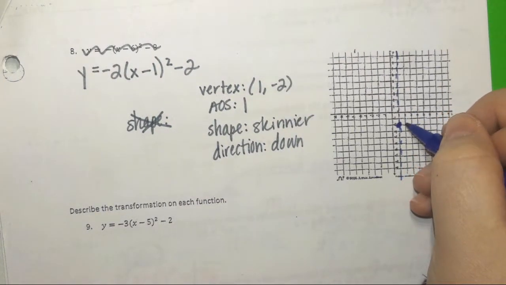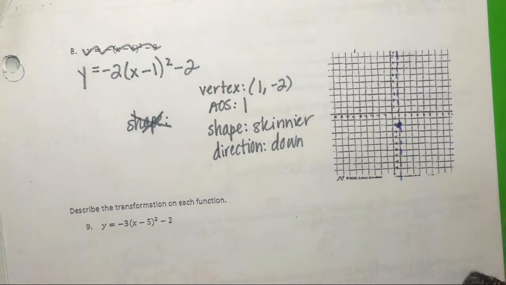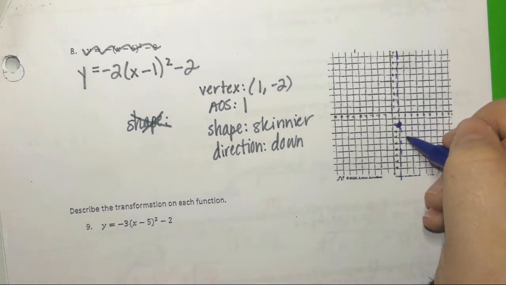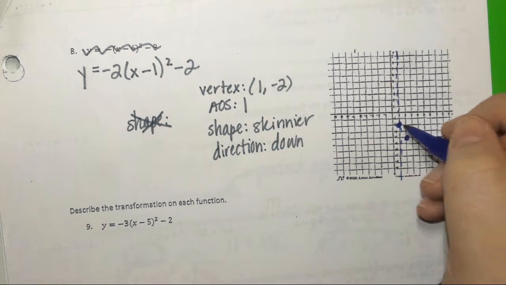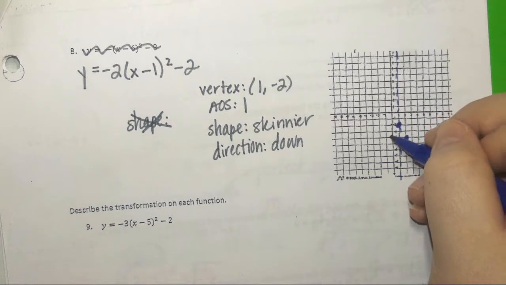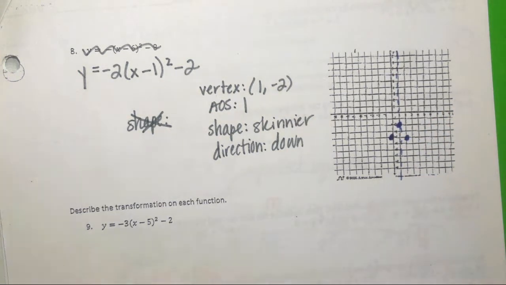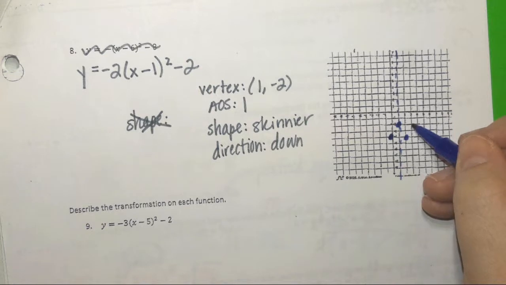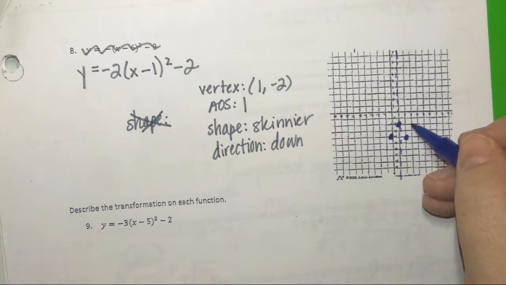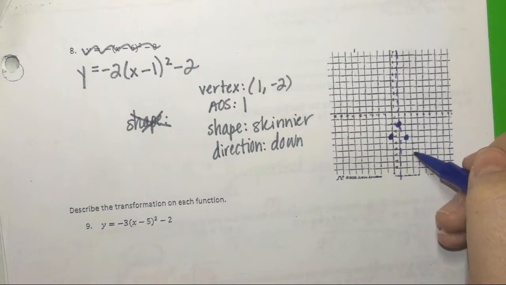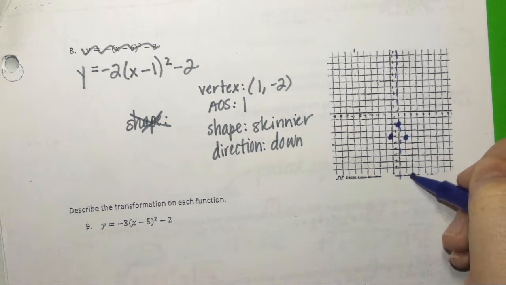I was going to go over 1, down 1, but 1 times 2 is 2. So instead I'm going to go over 1, down 2. So if it was a 3 in front, I would go over 1, down 3. If it was a 4 in front, I'd go over 1, down 4. If it was a fraction, like 1/2, I'd go over 1, down 1/2. So over 1, down 2 on both sides, because thank God parabolas are symmetric. I was going to go over 2, down 4, but instead, 2 times 4 is 8, so I'm going to go over 2, down 1, 2, 3, 4, 5, 6, 7, 8.